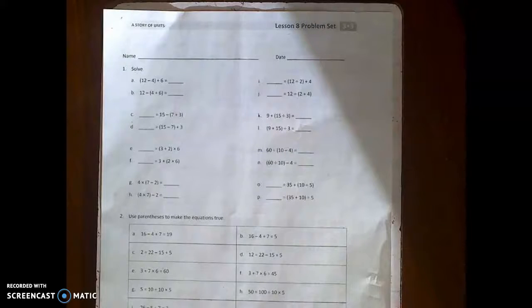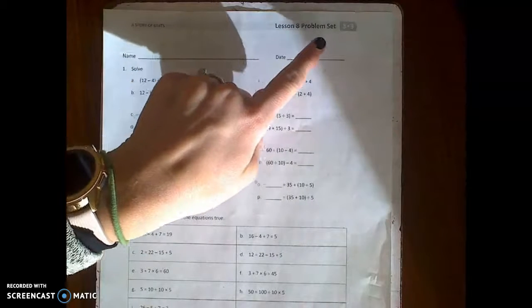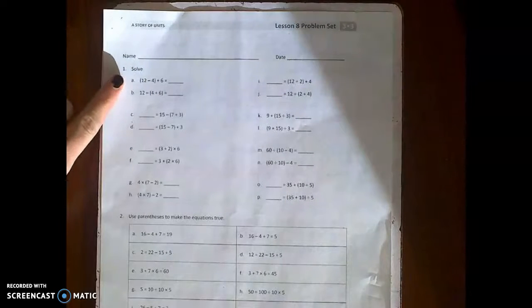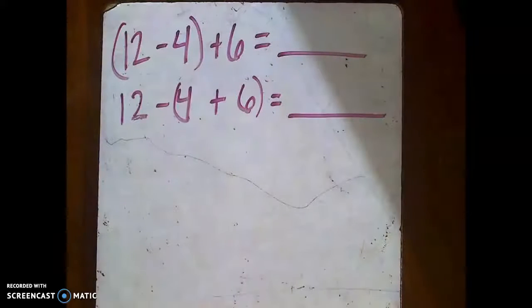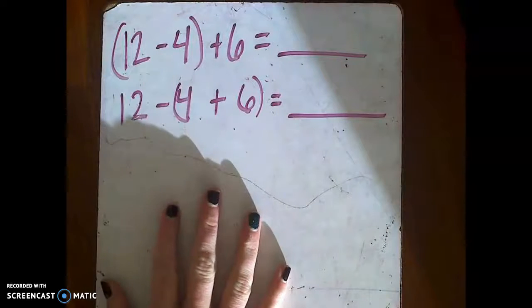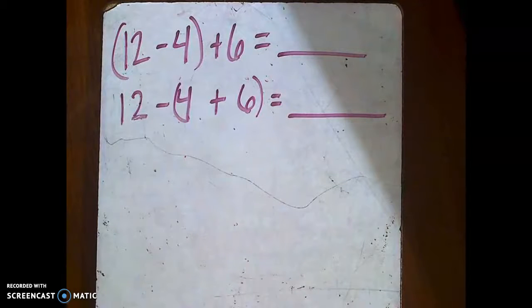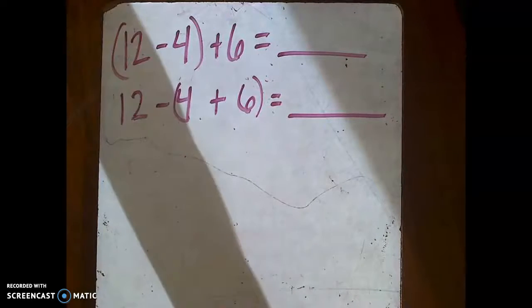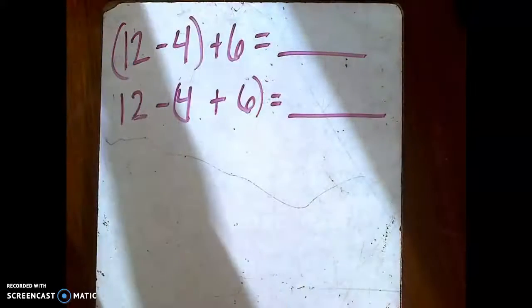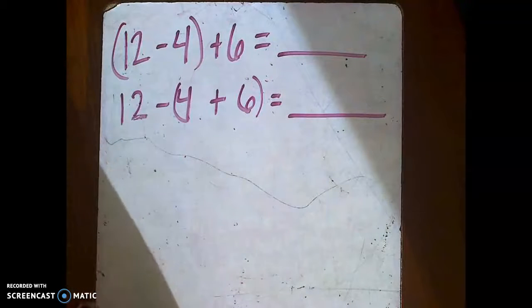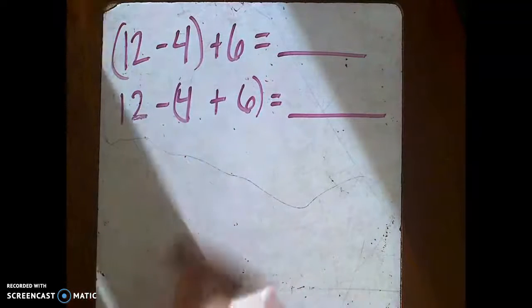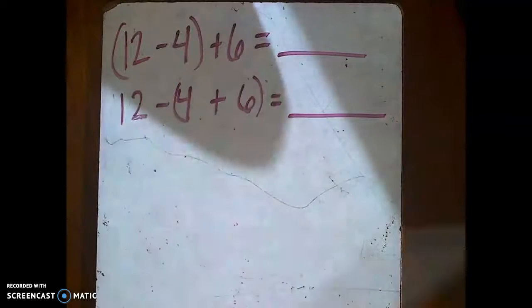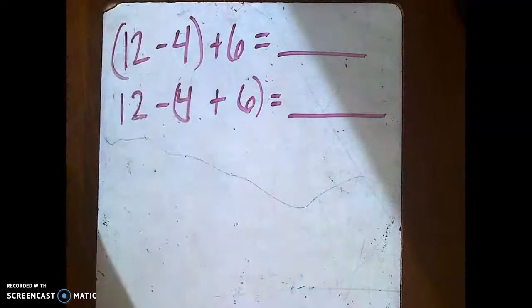Okay, on your lesson 8 problem set, let's start with problem number 1, A and B. Now I wrote these on my whiteboard so they're a little bigger so everyone can see exactly what I'm doing. Something that I forgot to mention in our last video was that parentheses, whenever you see them like this, mean do me first. It's like putting a big star or highlighting it, saying, hey, do me first, take care of this first, and then do the rest.